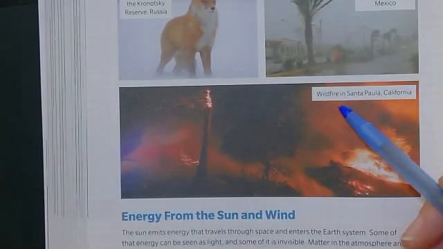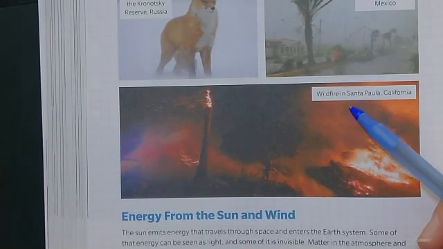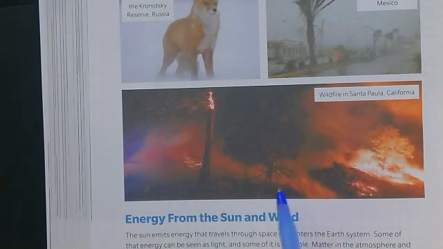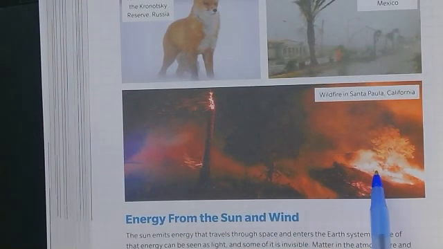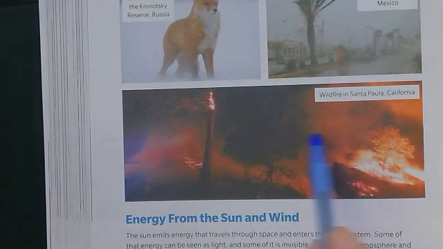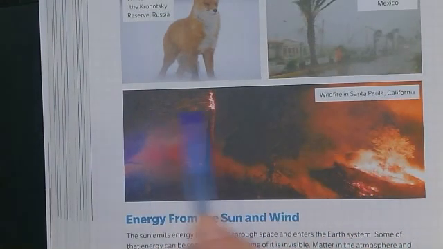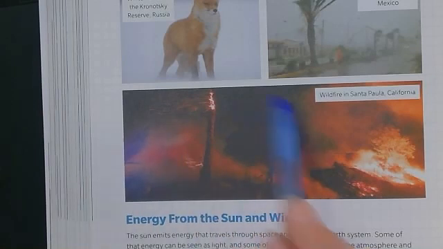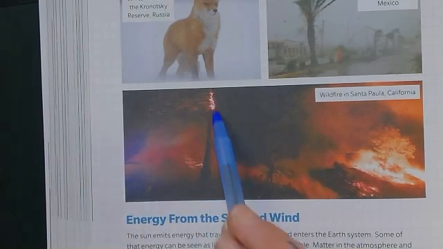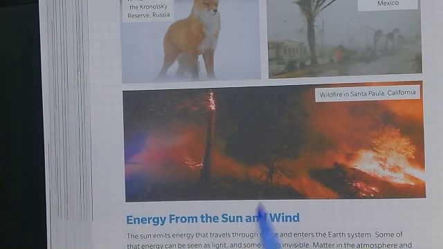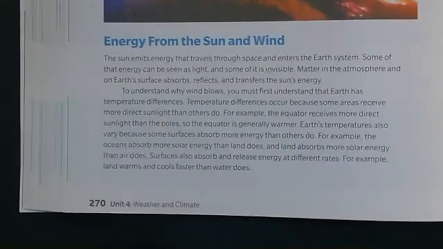Down here in this picture, it says wildfire in Santa Paula, California. Here you can see humans trying to put out the wildfire, and you can see the wind blowing these little bits of fire and ash around. The wind and the atmosphere are interacting with the biosphere. You can see that tree is on fire and the humans trying to put the fire out.